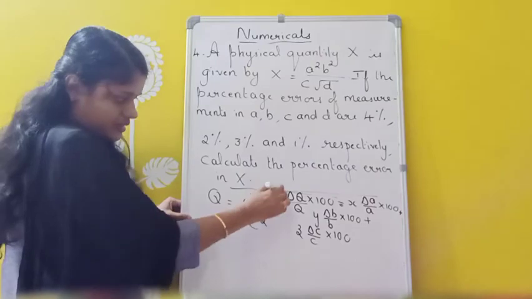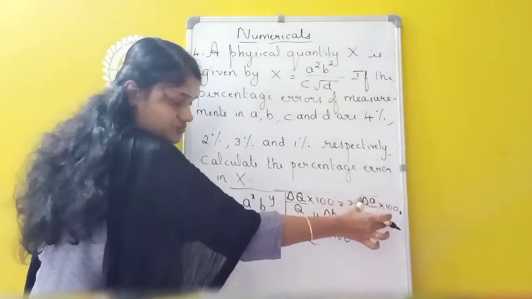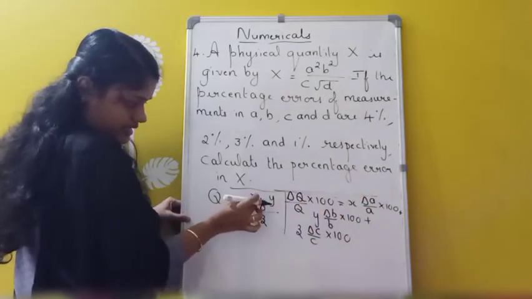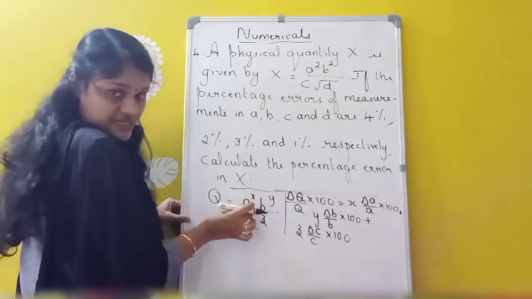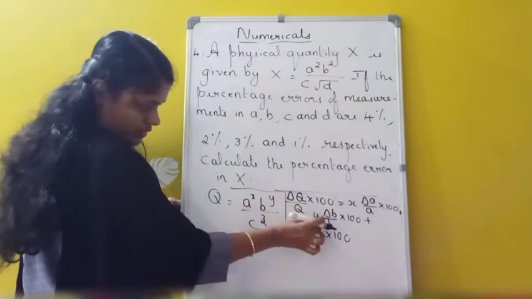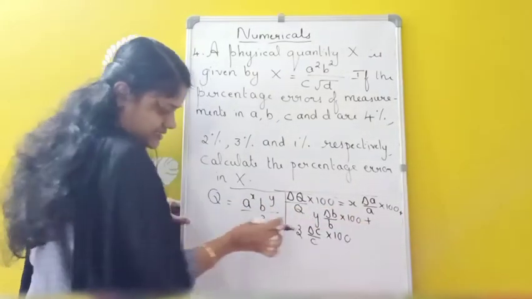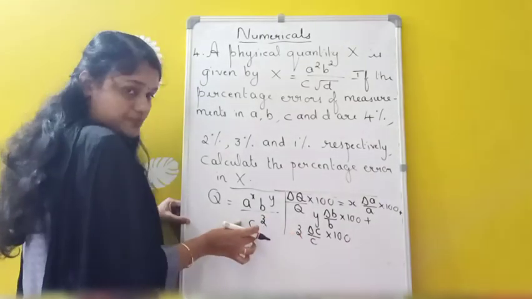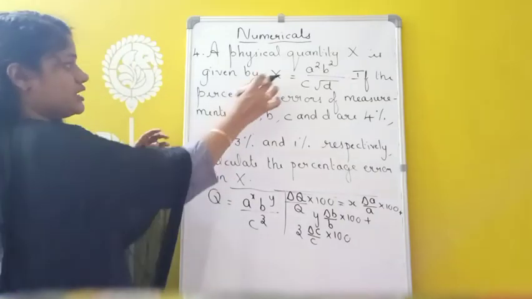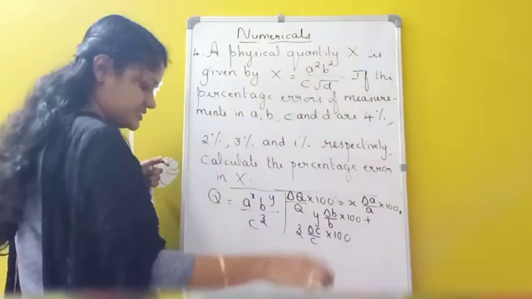But whenever power comes, first of all write the power, power into percentage error of that particular quantity. So here delta Q by Q into 100 equals that power X into percentage error in A, that is delta A by A into 100, plus this power Y into percentage error in B, that is delta B by B into 100, plus this power Z into percentage error in C, that is delta C by C into 100. The same formula we are applying here. So here we have quantity X equals A square B square divided by C into root D.